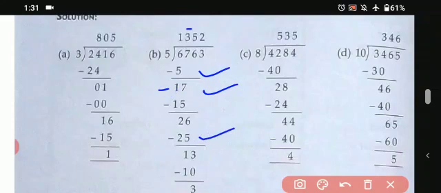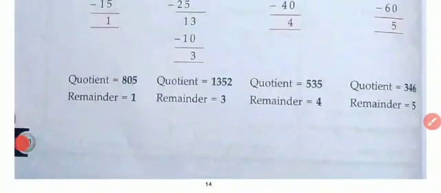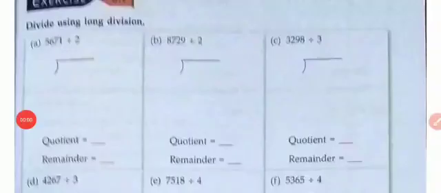And when we subtract 25 from 26, that becomes 1. So we'll be writing another digit, that is 3. That becomes 13. After that we'll be writing the smaller multiple, that is 5 2s are 10. So here we have written 10. When we divide 13 by 10, the remainder comes as 3. So the quotient is 1352 and the remainder is 3. So this is how we have to do it. So let's see some exercises like this one.